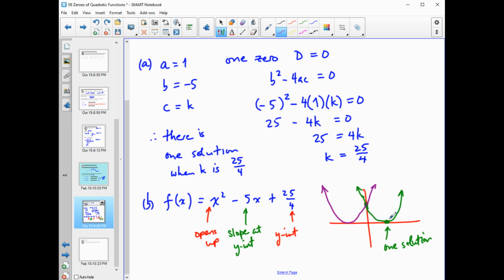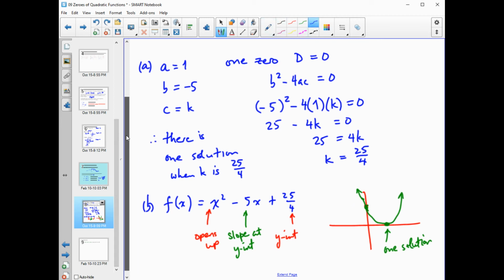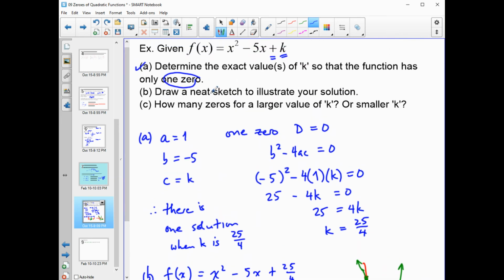And as you can see, we can still draw it with 1 solution. So I just gave you that little extra tip, and if you use it, great, and if you don't, no one will expect you to use it, at least not in the short term. So there we have, draw a neat sketch. Well, I don't know how neat my sketch was. I drew a sketch, though, to illustrate your solution.